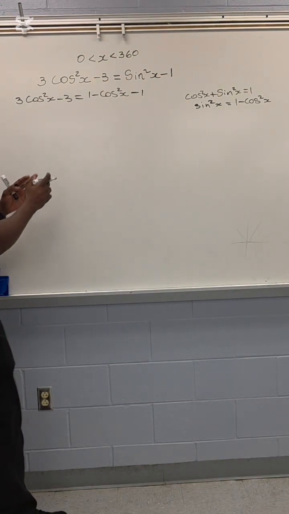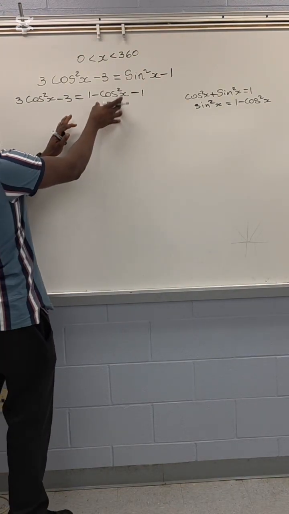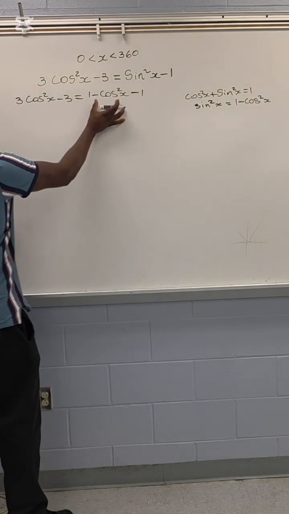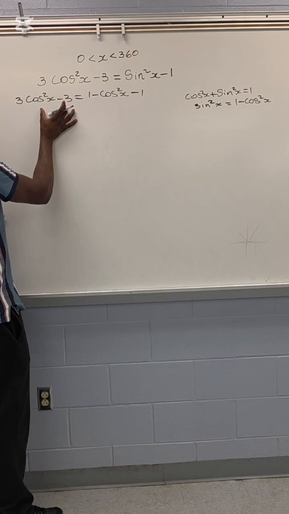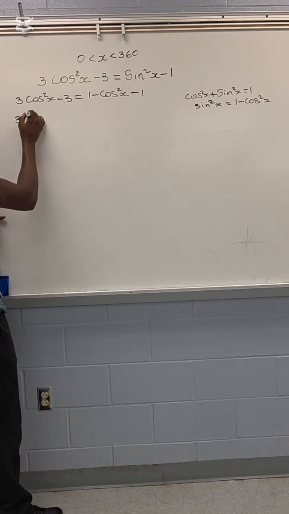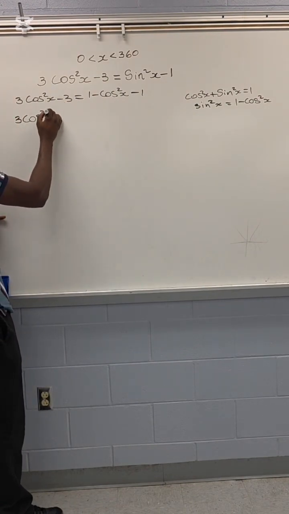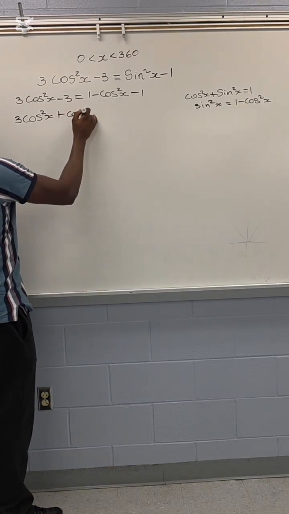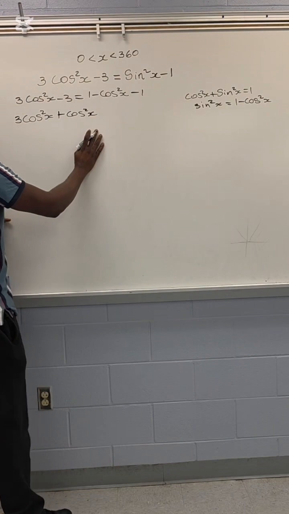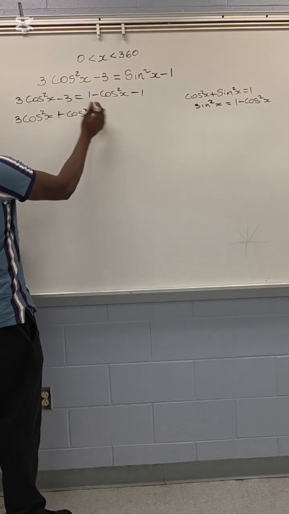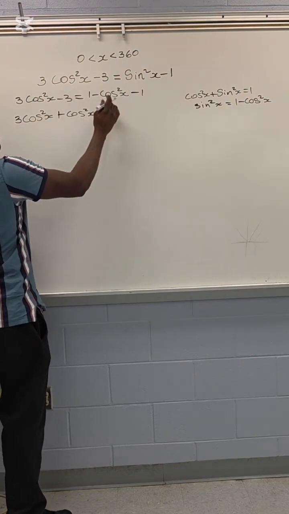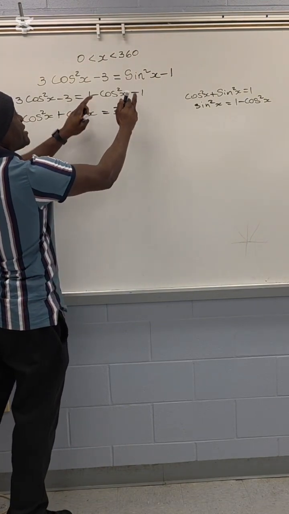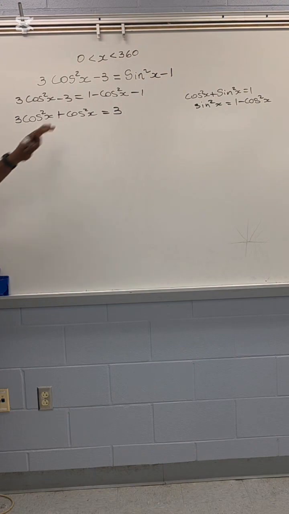What I'm going to do, though, is gather everything on one side. For example, I'm going to gather my cos on one side. So this is a negative cos square, it's going to be a positive here. So let me write: this is 3 cos square x, this is going to be a positive cos square x. This minus 3 will be a positive 3 on this side. And as you can see, positive 1 and a minus 1 is a 0. That's gone, so we're left with this.